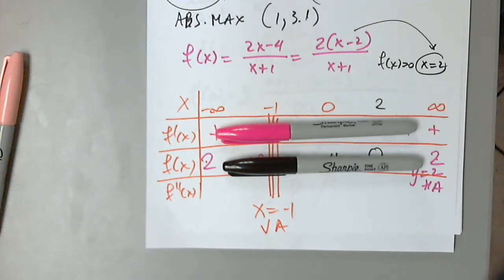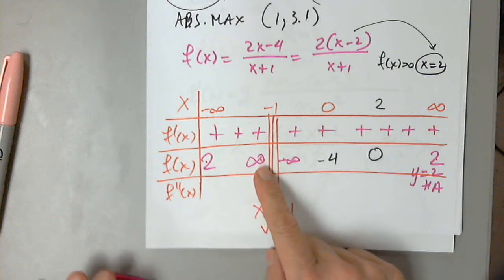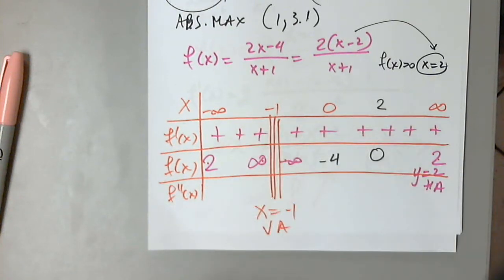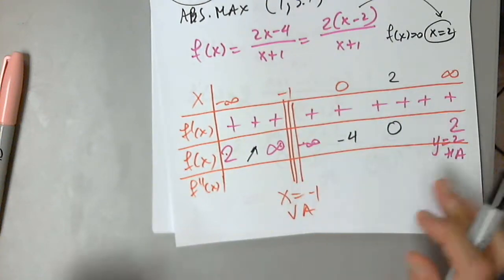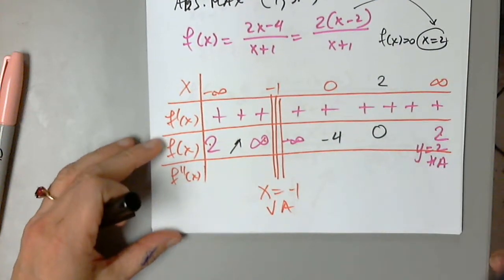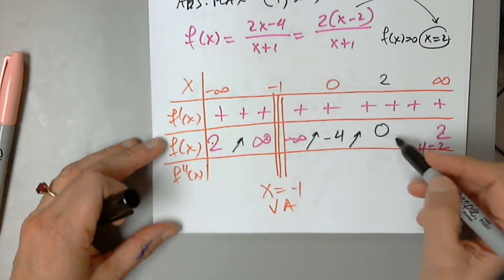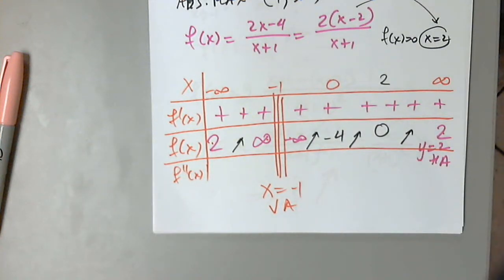So, let's see. From 2 to infinity, what does the function do? Is that supported by the sign? From negative infinity to negative 4 to 0 and to 2. What does the function do? Yes, all the time. So everything works well. Now I'm ready to determine the second derivative.